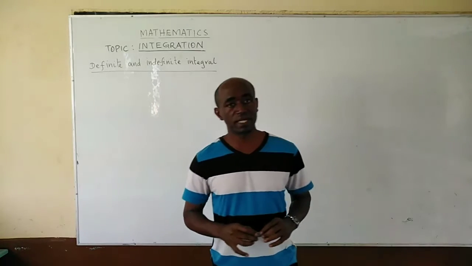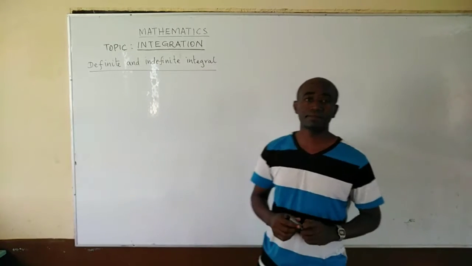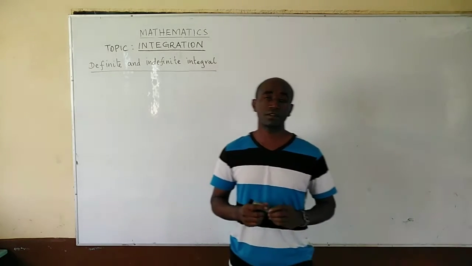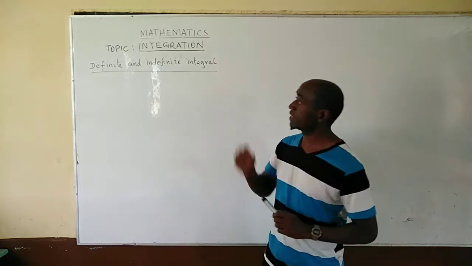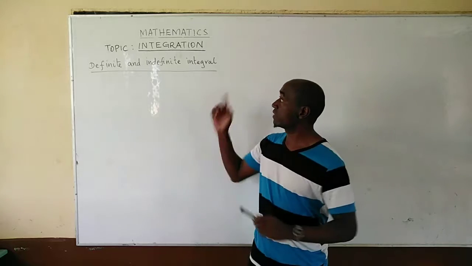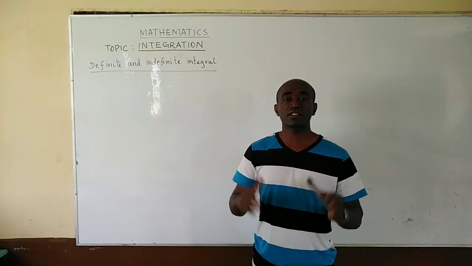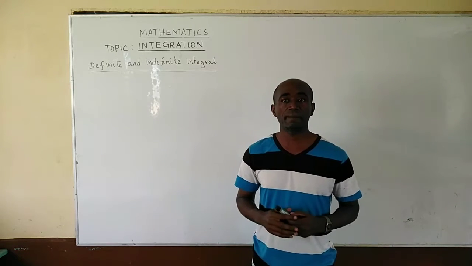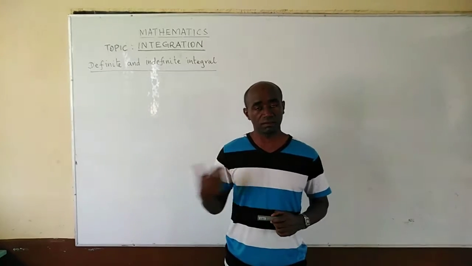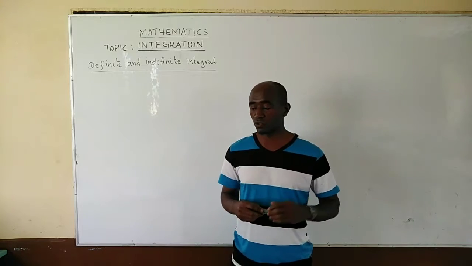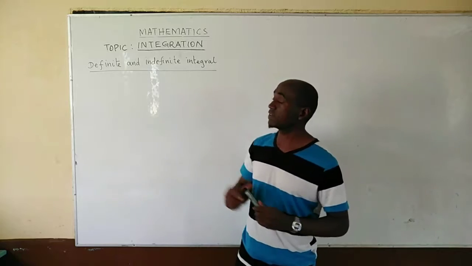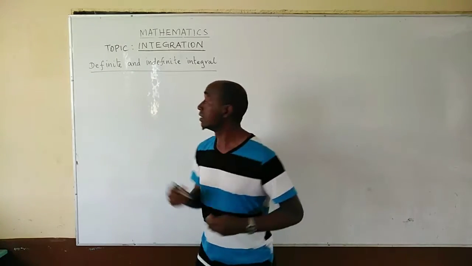The topic which we have been discussing is integration. In our last lesson we looked at definite and indefinite integral. We said that for definite integral we get a particular answer which is a constant. For indefinite integral we just integrate and stop there. So for today we are going to look at examples. In that last lesson we did not do examples. So today we are going to look at some examples of how to find definite and indefinite integral.